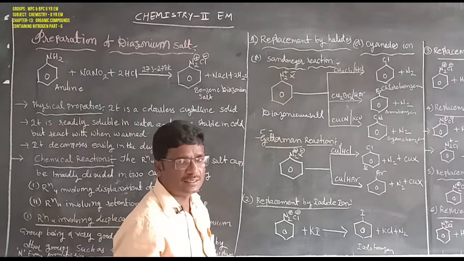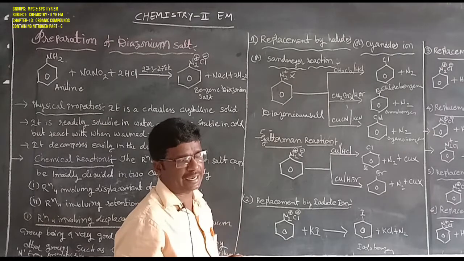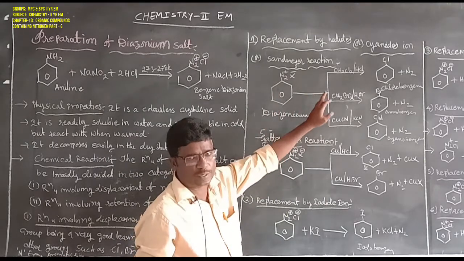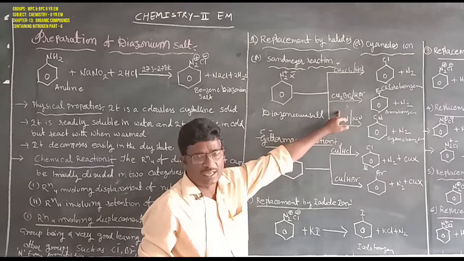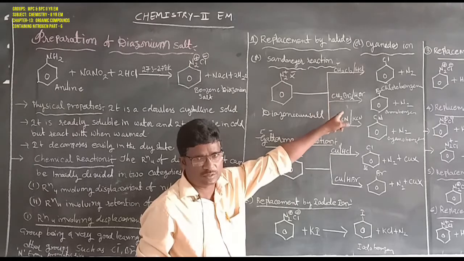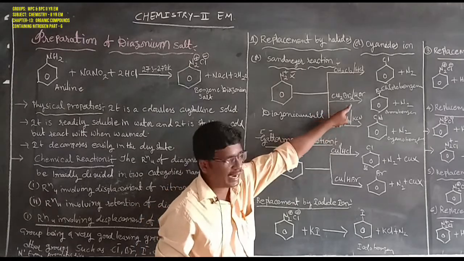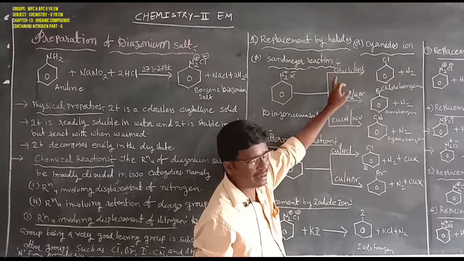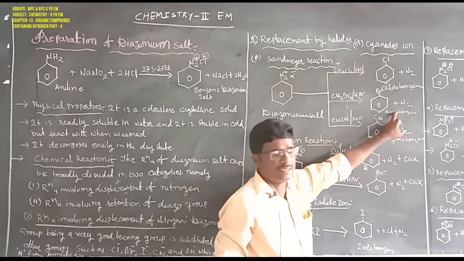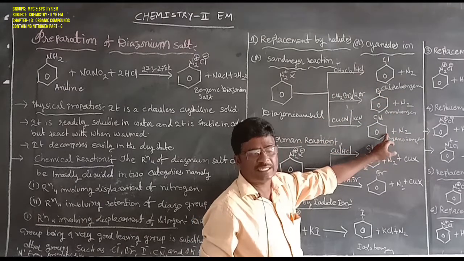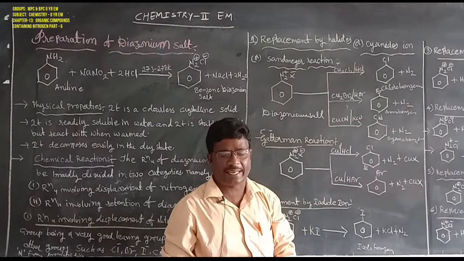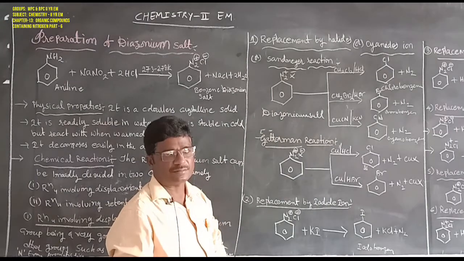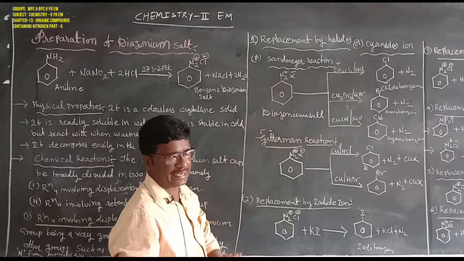That is the first one. Benzene diazonium chloride treated with cuprous chloride and hydrochloric acid, cuprous bromide and hydrobromic acid, cuprous cyanide and potassium cyanide, then chlorobenzene, bromobenzene and cyanobenzene are formed. This reaction is called the Sandmeyer reaction, or replacement by the halides or cyanide.